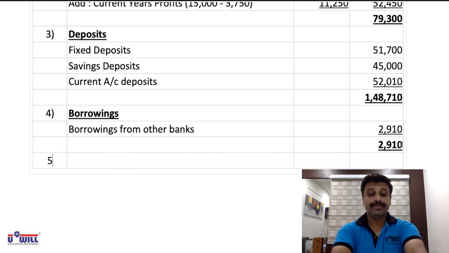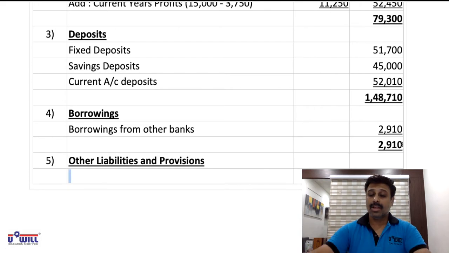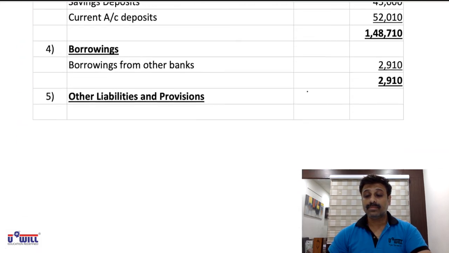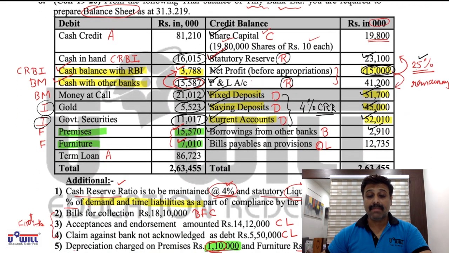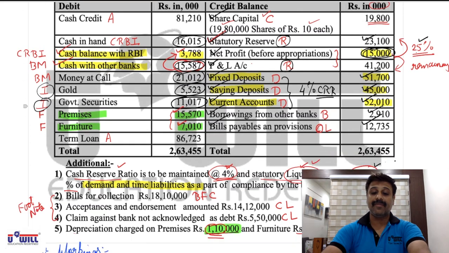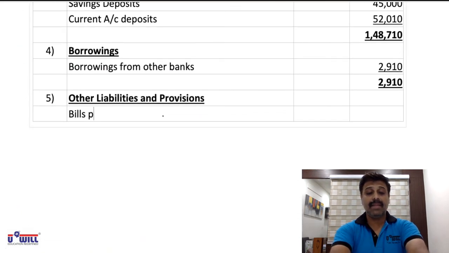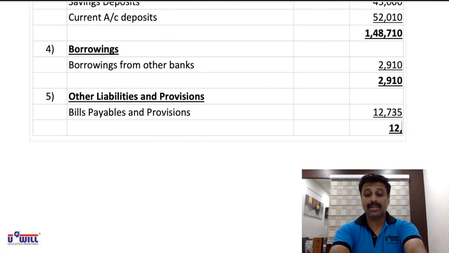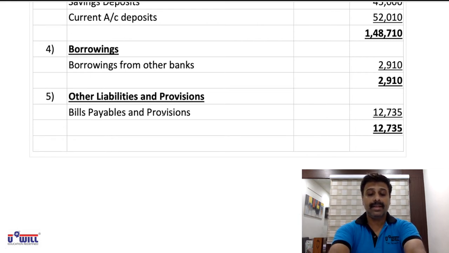Then fifth, O stands for other liabilities and provisions. So all the items marked as OL will be taken into consideration. Only one item is there, bills payable and provisions, 12,735. What amount is it? 12,735. And that itself will again become the total, 12,735.